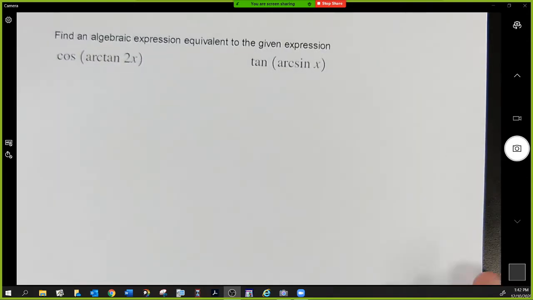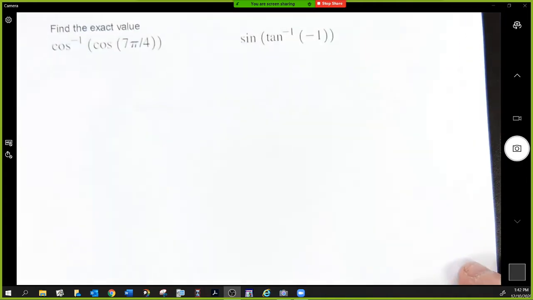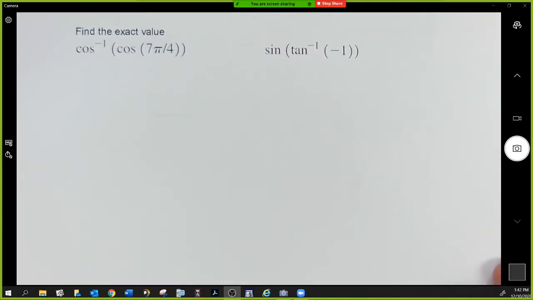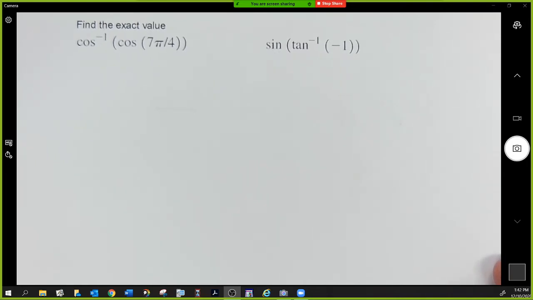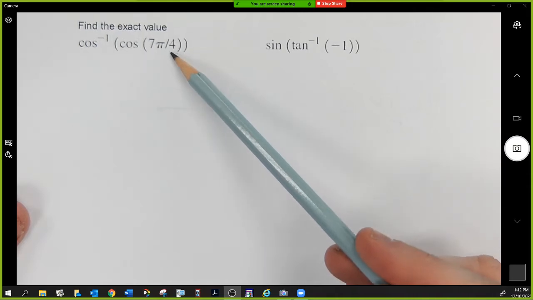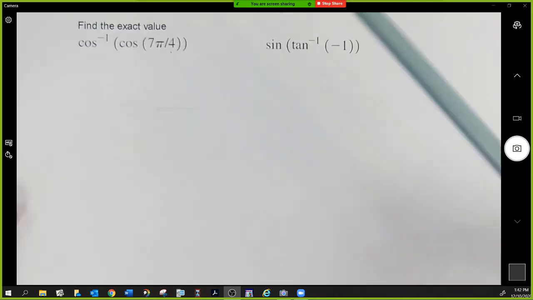Let's see what's next. Time to compose. So this first question says cosine inverse of cosine. So the very first thing you want to do is go woot, inverses, and cancel them out, right? But no, you can't always do that. When can you do that? When you're in quadrant 1. But this is not in quadrant 1. This is outside of quadrant 1. So how do we do it?